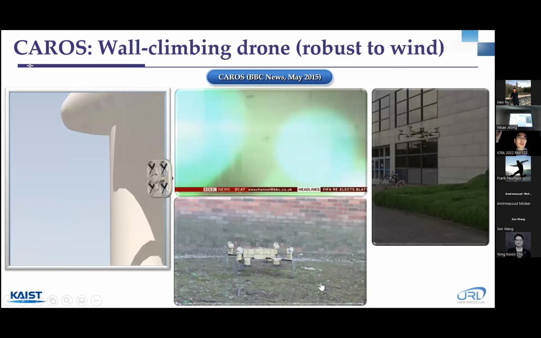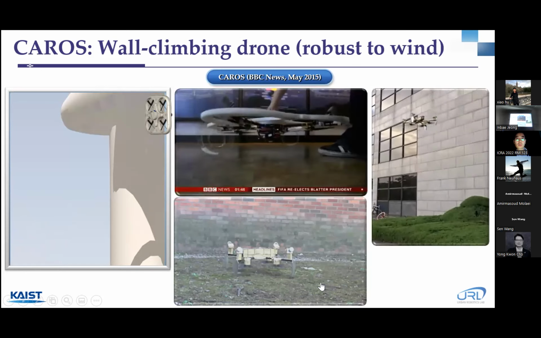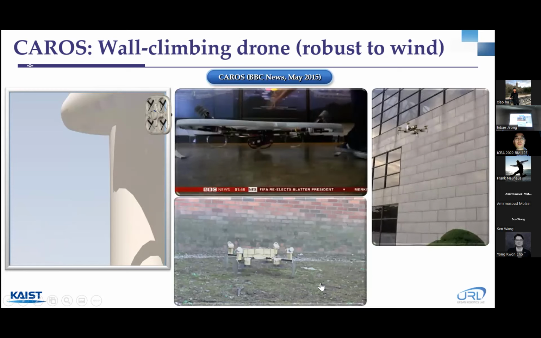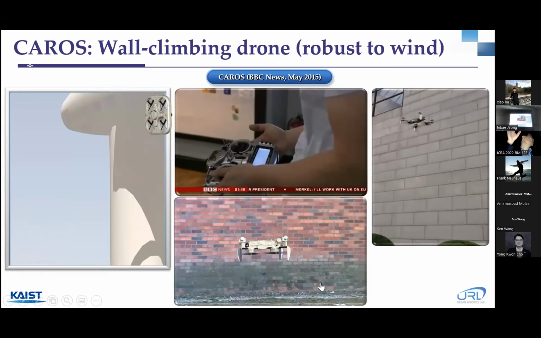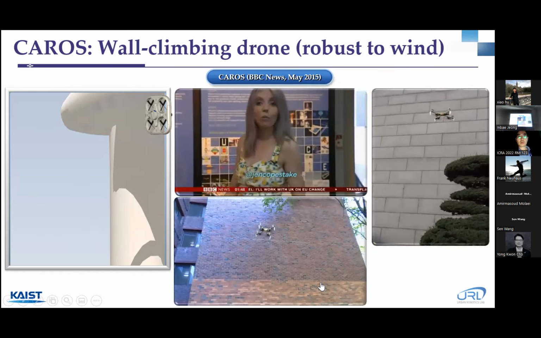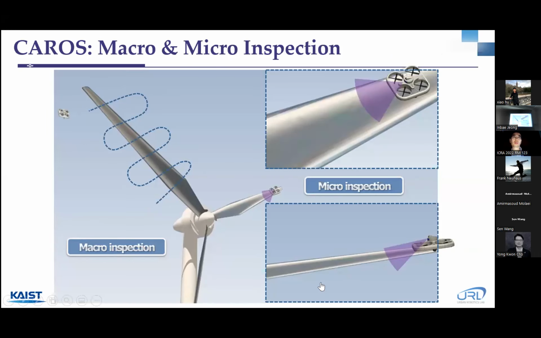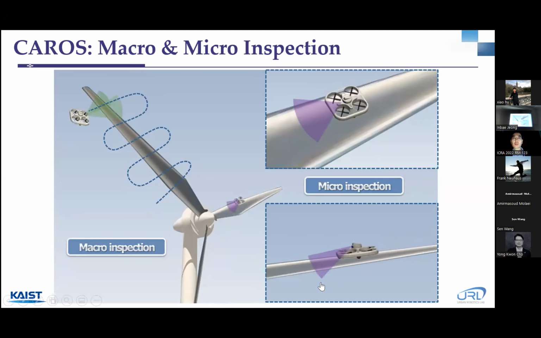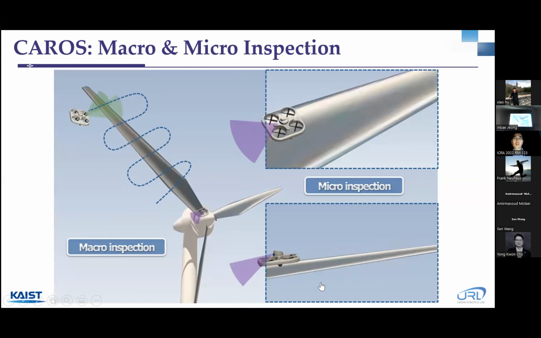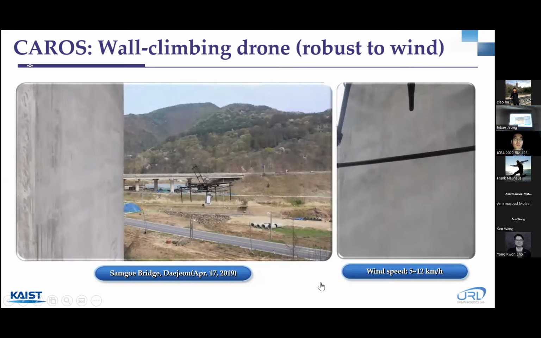So this drone can fly and also perch to the wall of the structure and have a closer inspection. At first, we have the macro inspection. And if we find some spot to be inspected further, then we can push to the structure and have the micro inspection. So this is the actual shot of our KAROS.